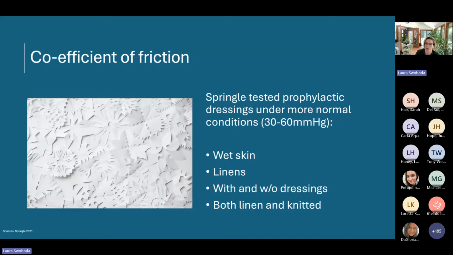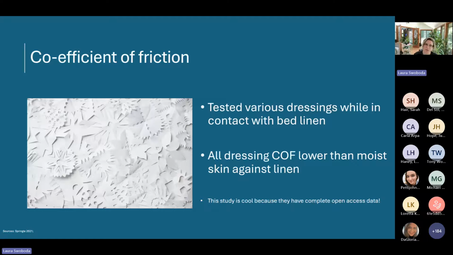What Springle did was test prophylactic dressings under more normal conditions than what they had been tested under previously. So we're looking at like 30 to 60 millimeters of mercury of pressure, which is more like about what it takes to close off capillaries, right? And under a human body against a support surface. They looked at wet skin, they looked at linens, they looked with and without dressings, and they looked at various linen types, so both linen and knitted. And they tested various dressings while in contact with that bed linen.